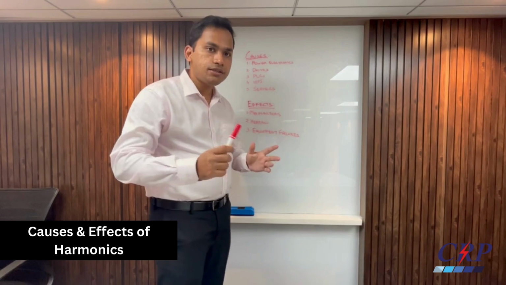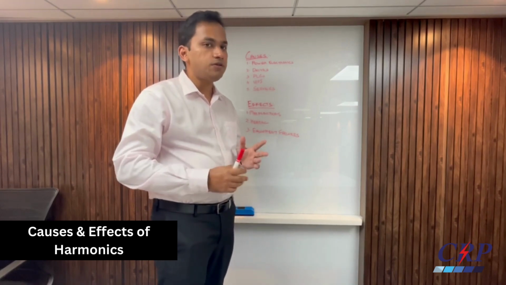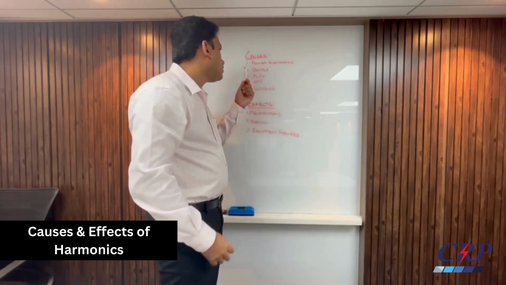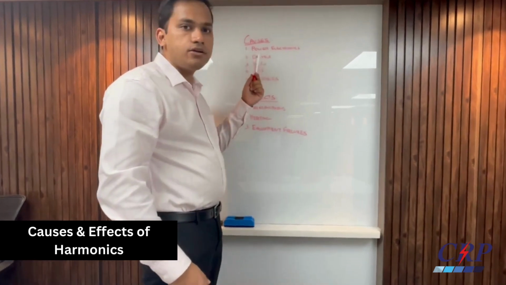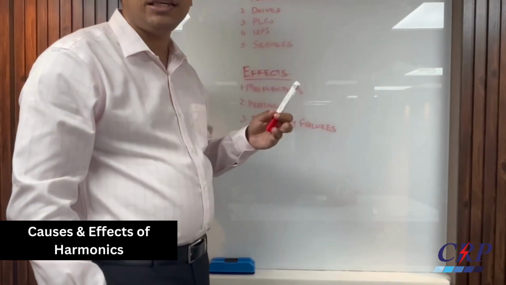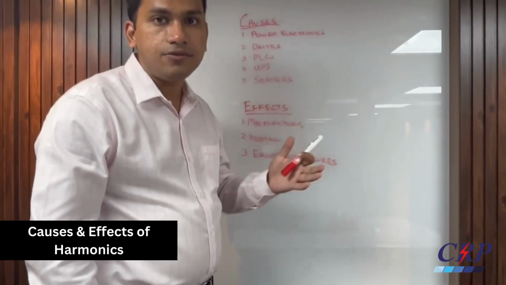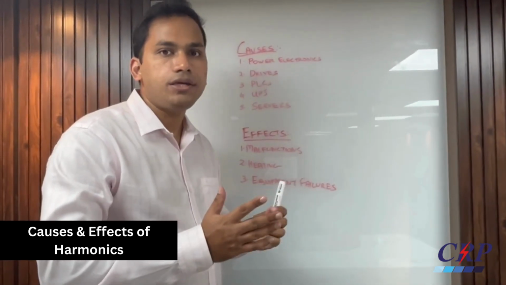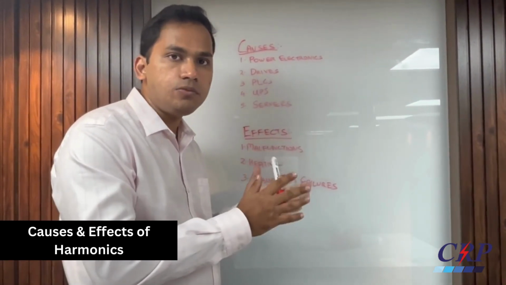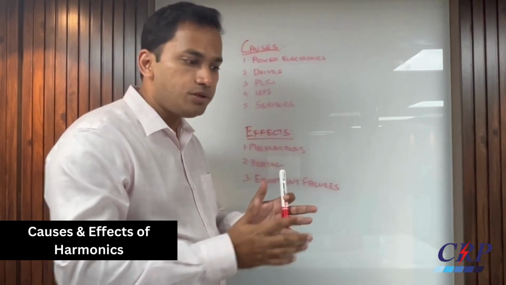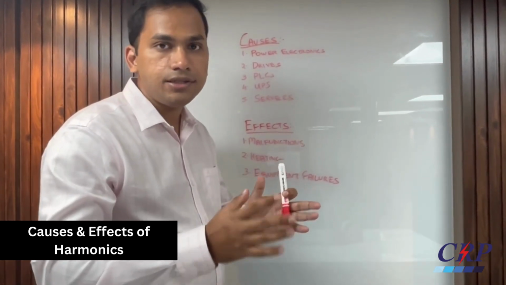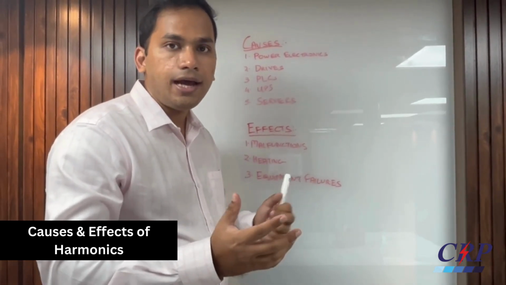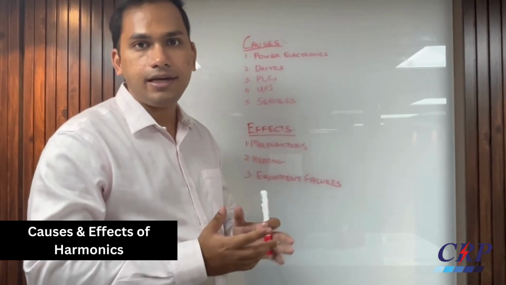Now let's understand what the causes of these harmonics are. Equipment like power electronics or drives, PLCs, UPSs, and servers are basically converting the AC waveform to the DC waveform. Due to this AC to DC conversion, this becomes a non-linear load and thus introduces harmonics in the electrical system.